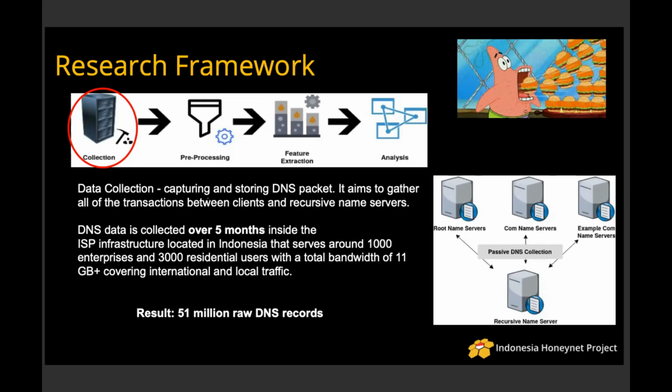A little bit of detail on the environment: we collected over 5 months inside an ISP infrastructure, also located in Indonesia, that served around 1,000 enterprises and 3,000 residential users with a total bandwidth of 11 gigabytes plus, covering international and local traffic. And as a result, we got 51 million raw DNS records. Again, this is still raw, still not processed.